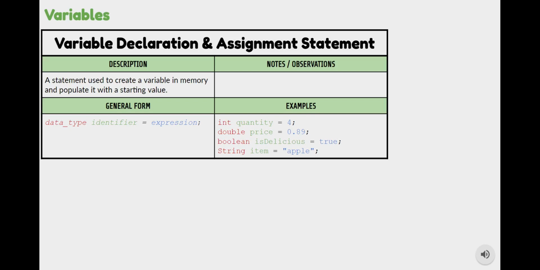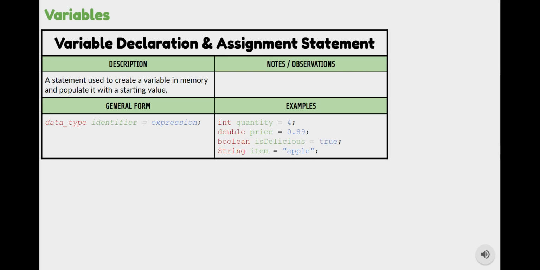That sound means that we are going to learn a new statement. This time we are learning our variable declaration and assignment statement. This is used to create a variable in memory and populate it with a starting value. So we can see in our general form, you're going to start off with that data type first. Java needs to know what type of data you're going to give it. Then you're going to give that variable a name. A name is called an identifier in Java. And then you're going to set that variable equal to a value. So you're going to have some kind of expression that's going to evaluate to a value.